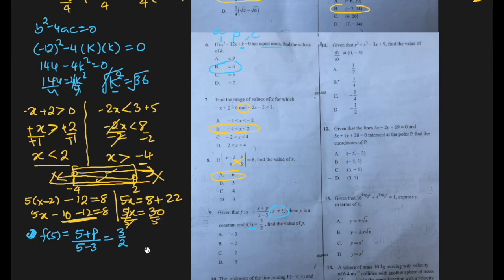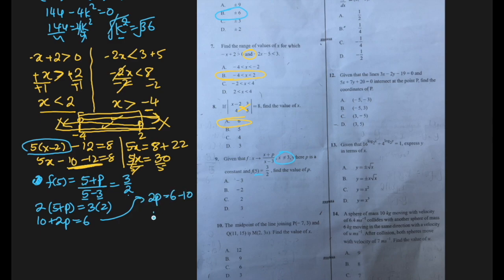So we will do the cross multiplication again. 5 plus p multiplies with 2, just like the question we did earlier, like here. So 2 times 5 plus p equal to 3 times 5 minus 3 is 2. So it becomes 10 plus 2p equal to 6. And let's complete here. 2p is equal to 6 minus 10. P is minus 4 divided by 2, negative 2.